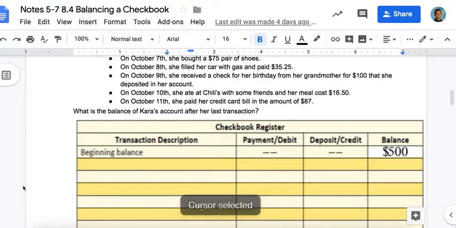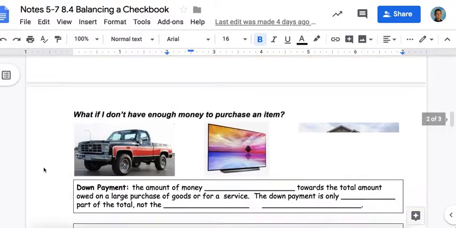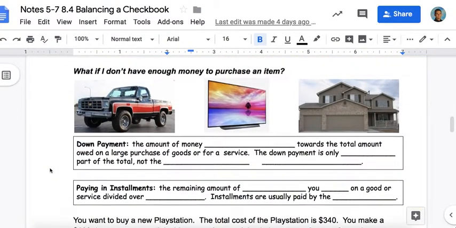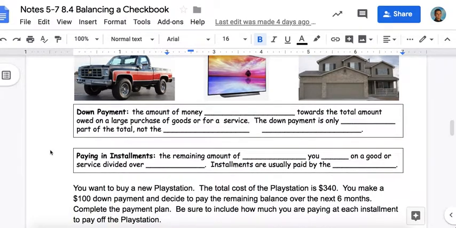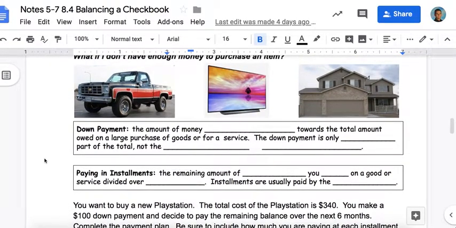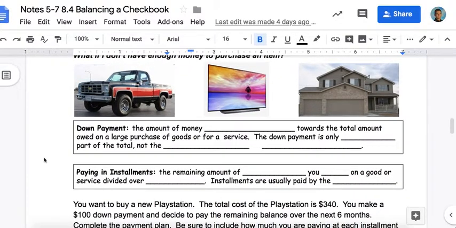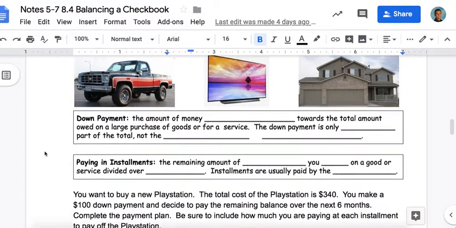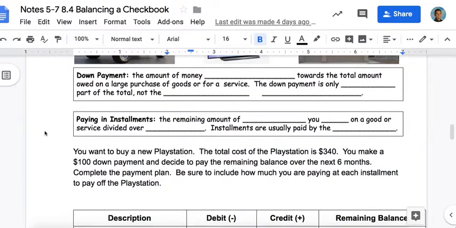And now we're going to look at what if I don't have enough money to purchase an item. If you don't have enough money to purchase an item, that's okay. You can take a loan from the bank and you would have to pay in installments. So the first definition I want to look at is down payment. This is the amount of money paid towards the total amount owed on a large purchase of goods or a service.